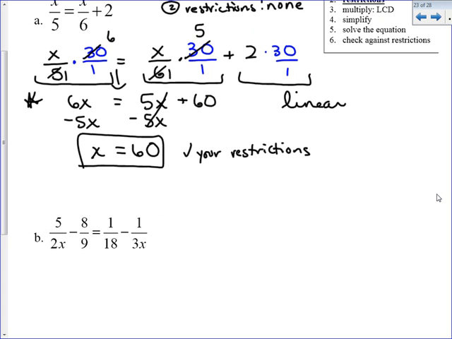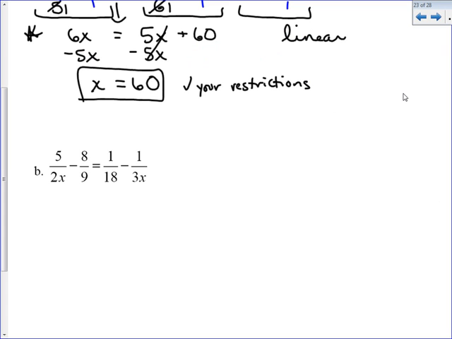So for B, I now have 4 fractions. I don't want fractions. It's so much easier if they're not fractions. So let's get rid of the fractions. So it says solve, you're trying to get rid of the fractions. So we need to start by coming up with our LCD. So I have 4 different denominators. I'm looking for a common denominator for 2x, 9, 18, and 3x. 18 will take care of the 2, 9, 18, and 3.